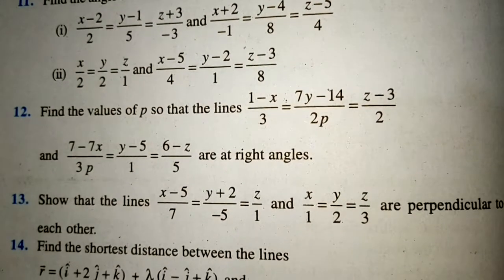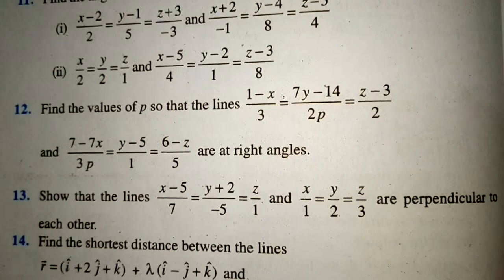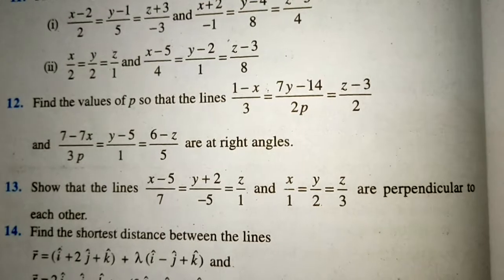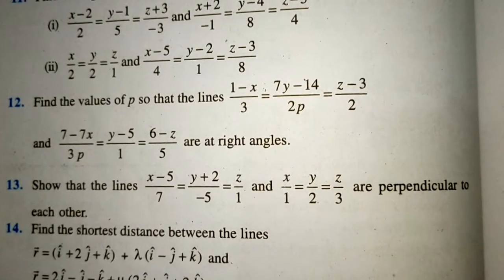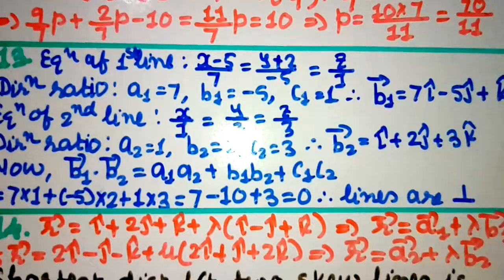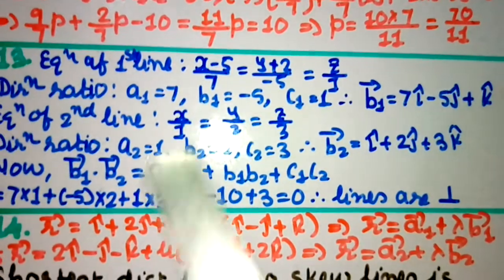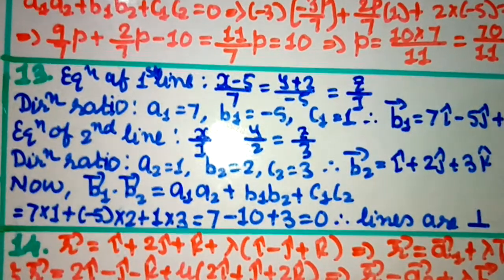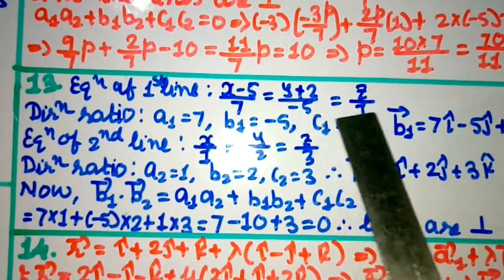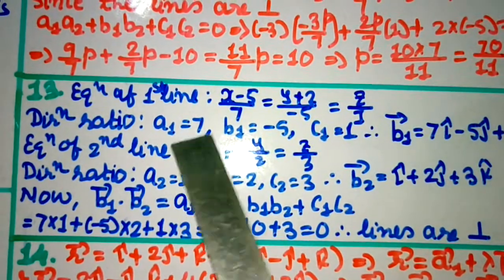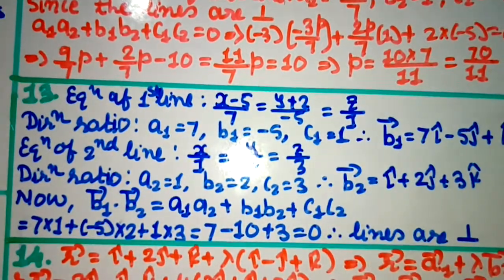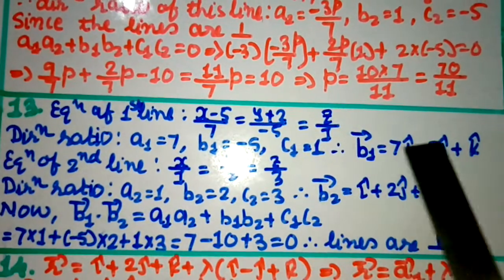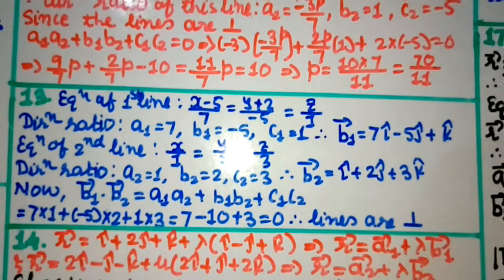Question number 13. Show that the lines x minus 5 by 7 equal to y plus 2 by minus 5 equal to z by 1, and x by 1 equal to y by 2 equal to z by 3, are perpendicular to each other. Equation of the first line is x minus 5 by 7 equal to y plus 2 by minus 5 equal to z by 1. Therefore, the direction ratios are the denominator terms. Call these a1 equal to 7, b1 equal to minus 5 and c1 equal to 1. In vector form, it is 7 i cap minus 5 j cap plus k cap.